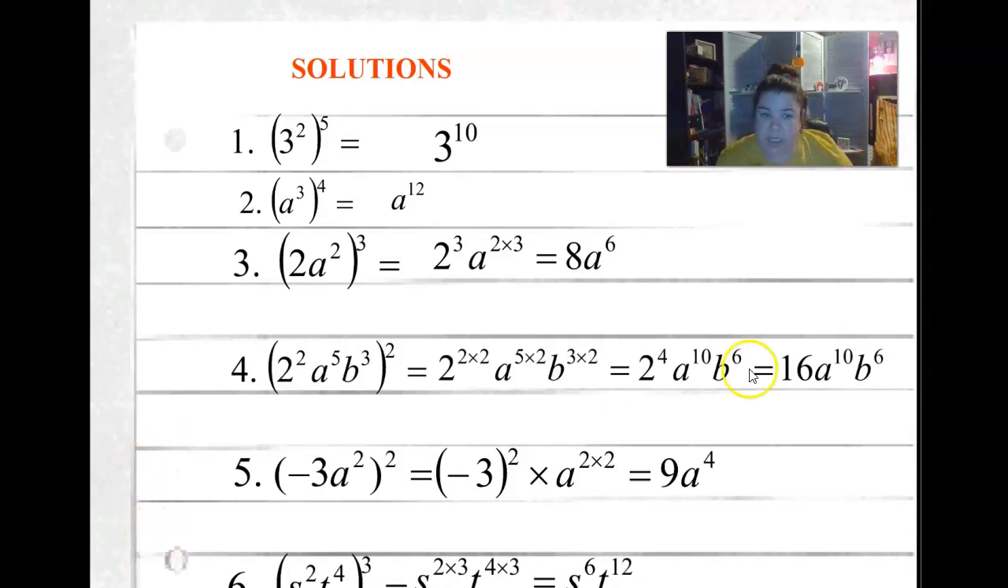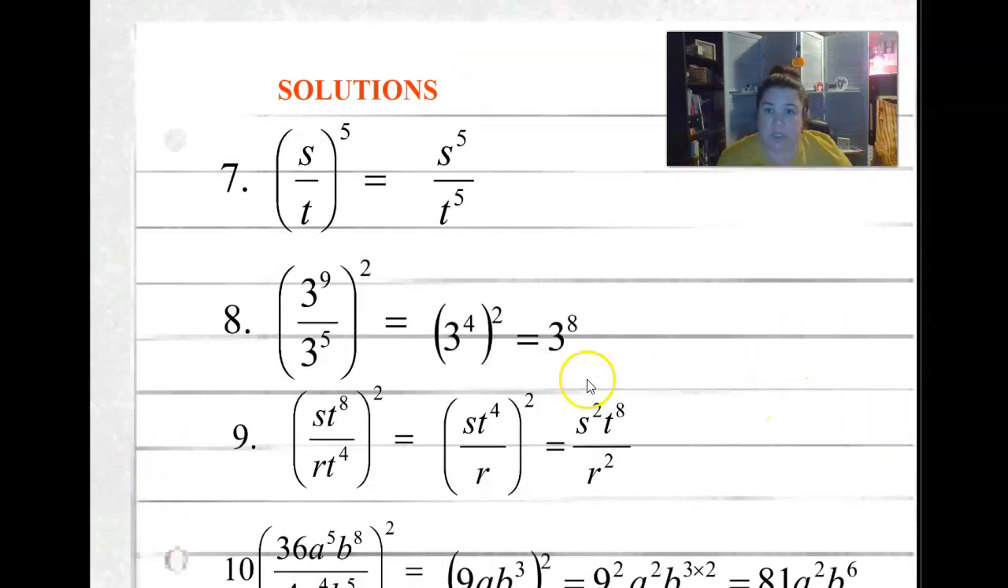So let's look at number 7. There we go. So remember, you have to distribute the exponent to top and bottom. So s to the 5th power, t to the 5th power. You just put it top and bottom. And then you have number 9 you have to do. st to the 8th power and rt to the 4th power, all to the 2nd exponent here.